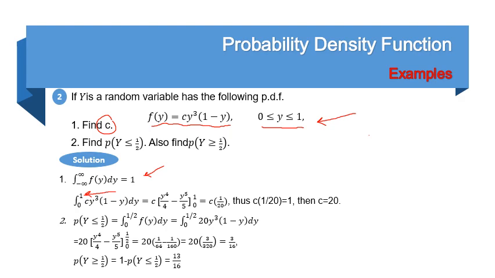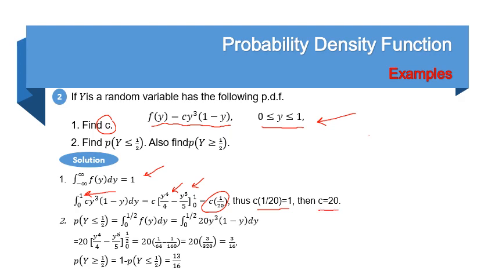So as you remember, it's c multiplied by y cubed minus y power 4. The integration of y cubed will be y power 4 over 4, and the y power 4 will be y power 5 over 5. Then we substitute by 1 replacing the y's, minus you substitute each y by 0, and you get c multiplied by 1 over 20. If you equate this with 1, you get your c equal to 20.